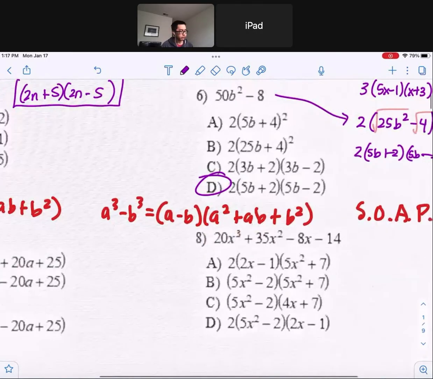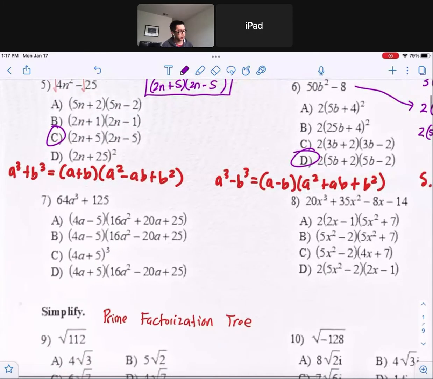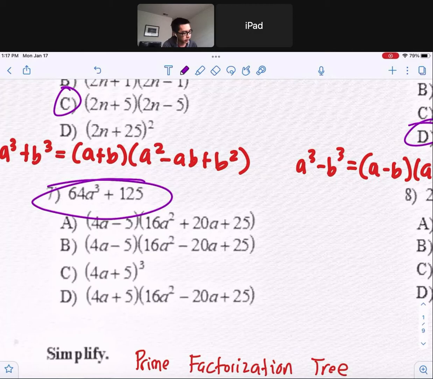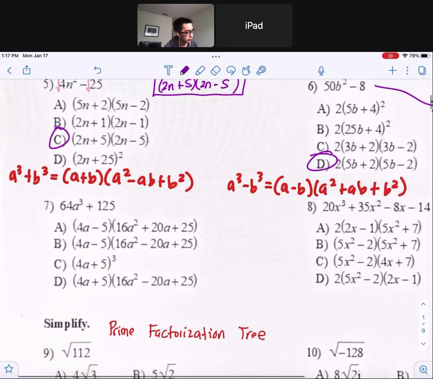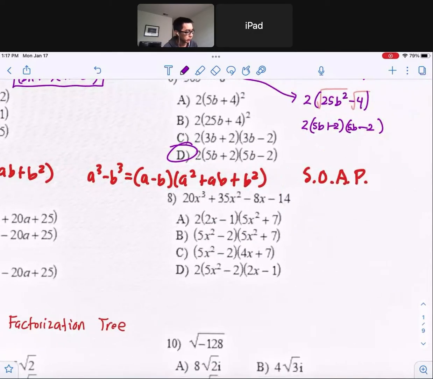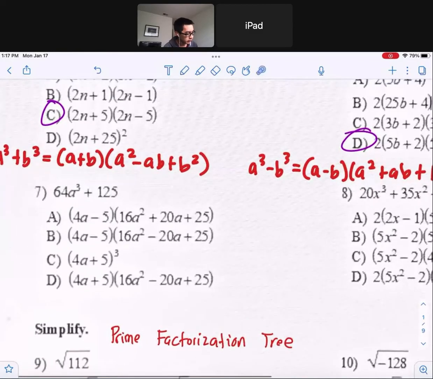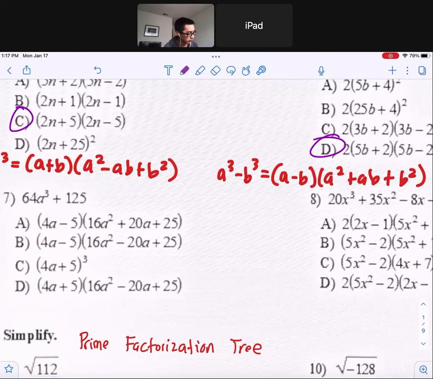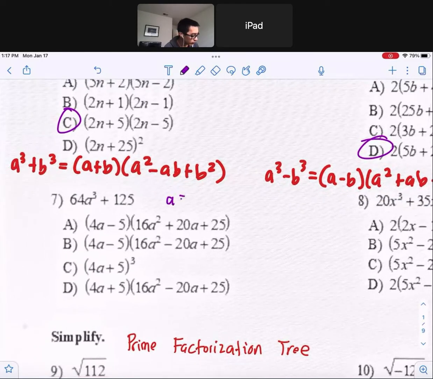Okay. Number 7. This is where these are cube rootable, meaning something times itself 3 times gives those numbers. So this is a sum and difference of cubes, and this is where you guys have to use SOAP: same sign, opposite, always positive.